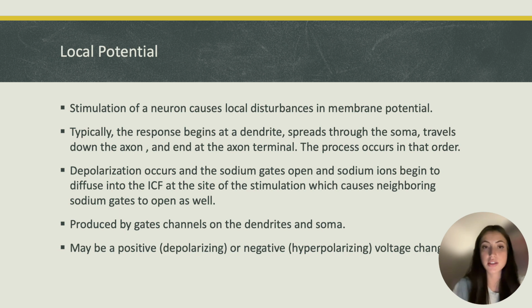Depolarization occurs and the sodium gates open and sodium ions begin to diffuse into the intercellular fluid at the site of the stimulation, which causes its neighboring sodium gates to open as well. Local potential is produced by gate channels on the dendrites and the soma. It may be a positive depolarizing or a negative hyperpolarizing voltage change.